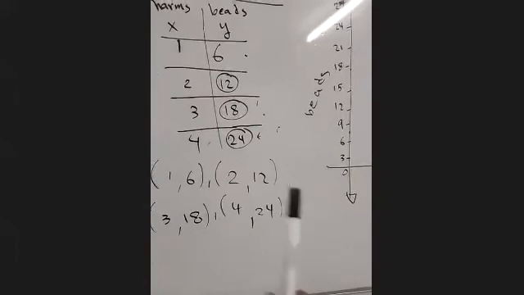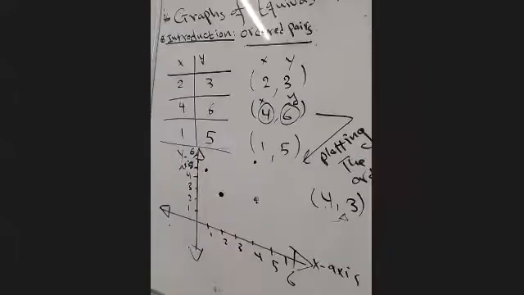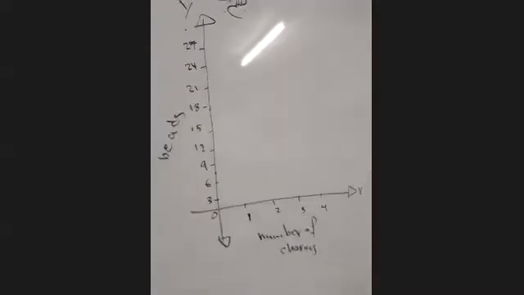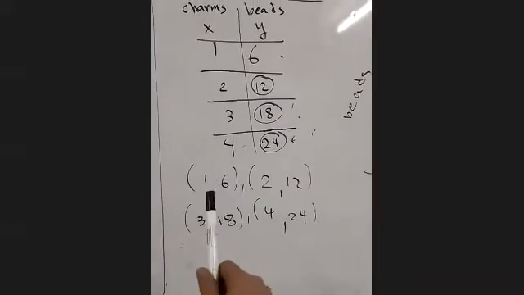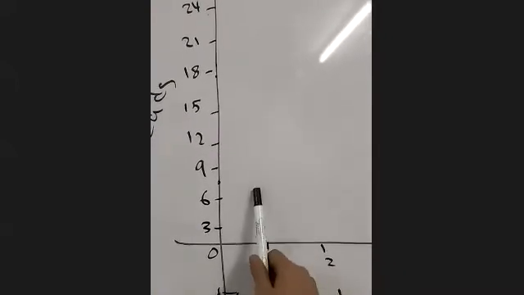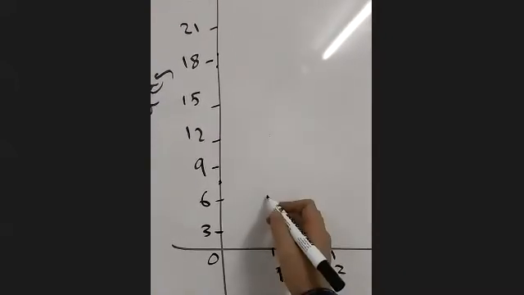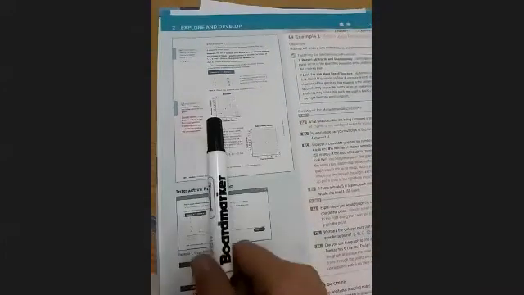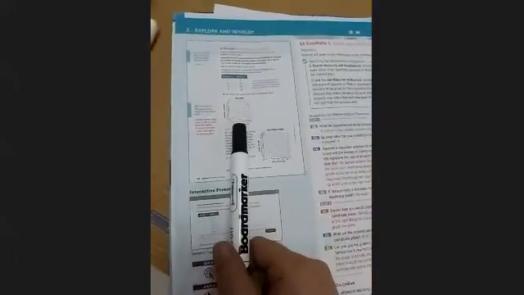Let's plot these points, guys. If you don't understand this and you don't understand the example, here you can understand the plotting. Now 1 with 6, guys, we go to the 1 in X and go up until I get 6. So I go to the 1 and up until I get 6. This is the first point. It's already done in your book, guys. So you don't do anything, just fill the numbers.